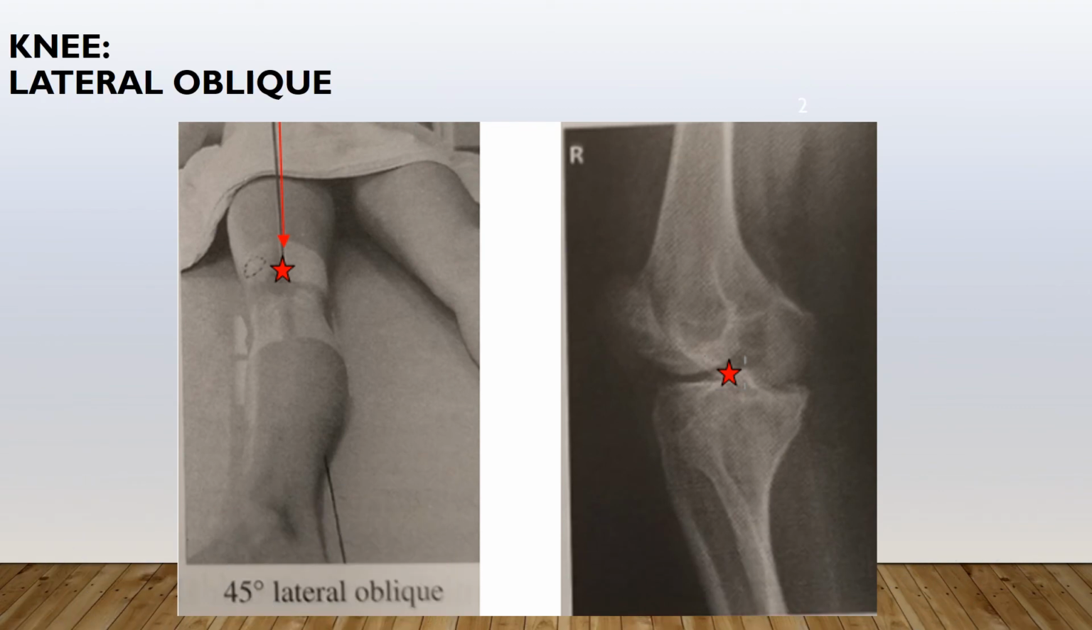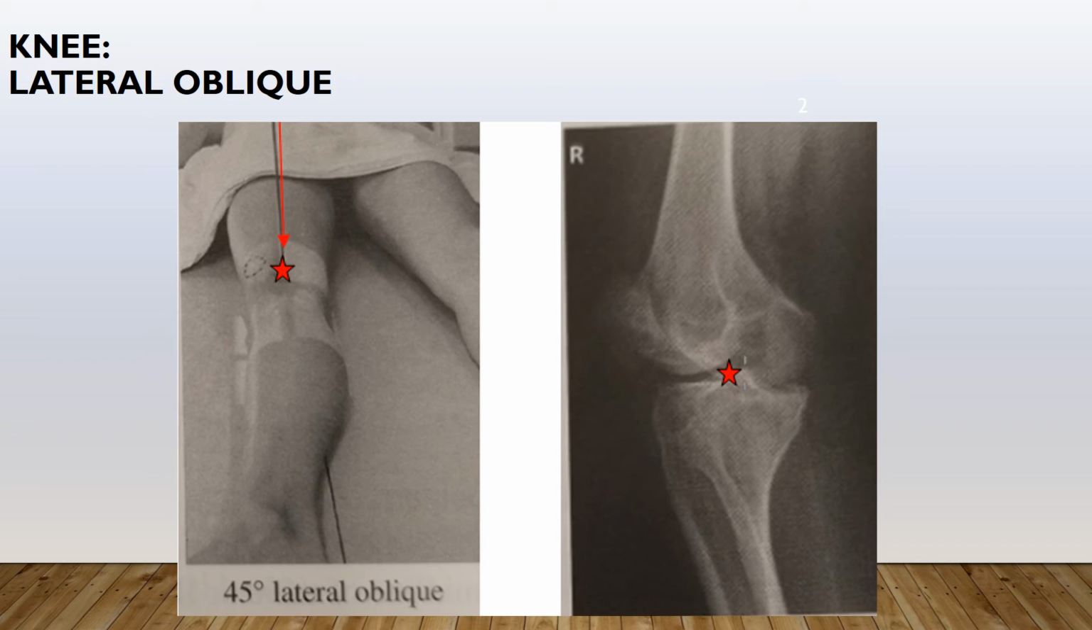Here is a lateral oblique of the knee. The patient is supine with the hip of the unaffected side elevated. Extend the affected knee. The knee is externally rotated until 45-degree rotation is achieved and the knee is centered to the image receptor. The center ray is going to be centered to the mid-joint space, 1/2 inch distal to the apex of the patella.